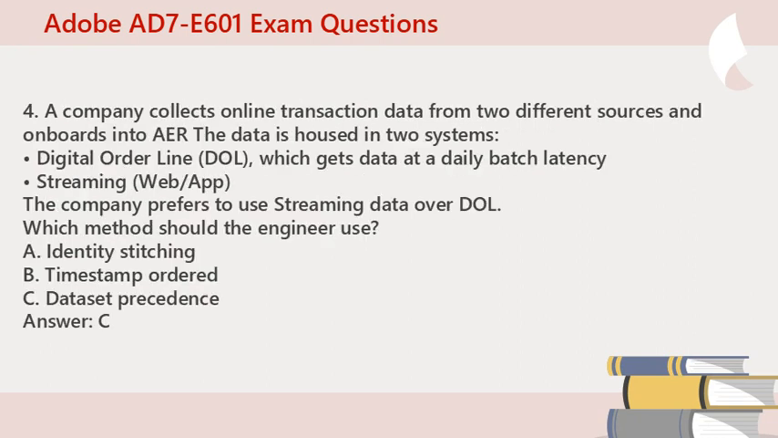4. A company collects online transaction data from two different sources and onboards into AEP. The data is housed in two systems: Digital order line, DOL, which gets data at a daily batch latency, and Streaming, web, app. The company prefers to use streaming data over DOL. Which method should the engineer use? A. Identity stitching. B. Timestamp ordered. C. Dataset precedence. Answer: C.